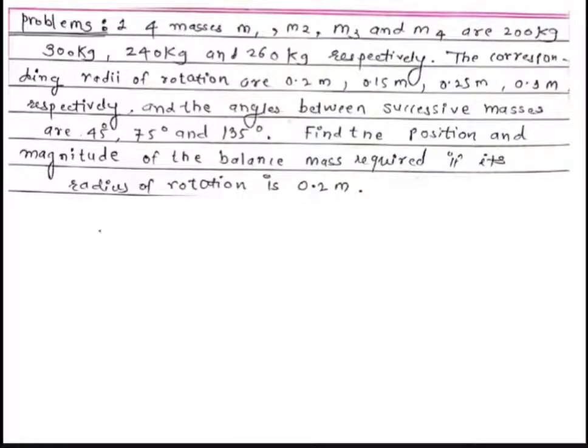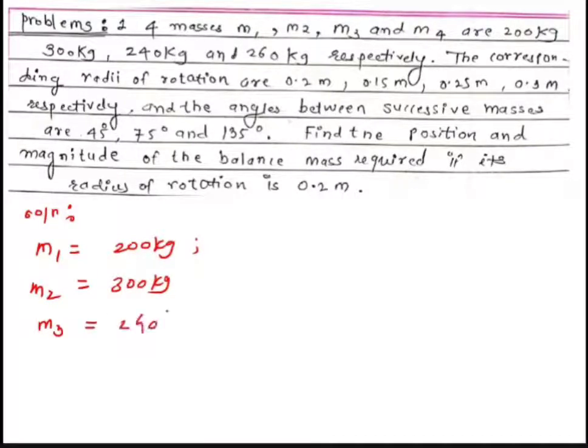What has been given? Let us solve the problem. Four masses M1, M2, M3 and M4 are 200 kg, 300 kg, 240 kg and 260 kg respectively. So just write here, on the left side, solution. M1 is equal to 200 kg, M2 is equal to 300 kg, M3 is equal to 240 kg and M4 is equal to 260 kg.